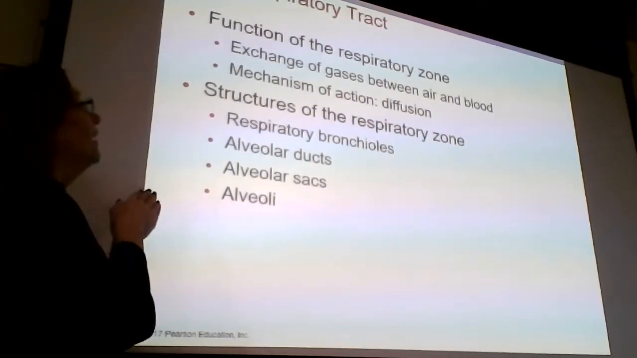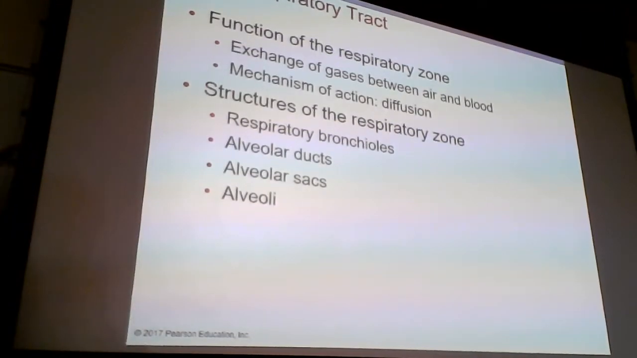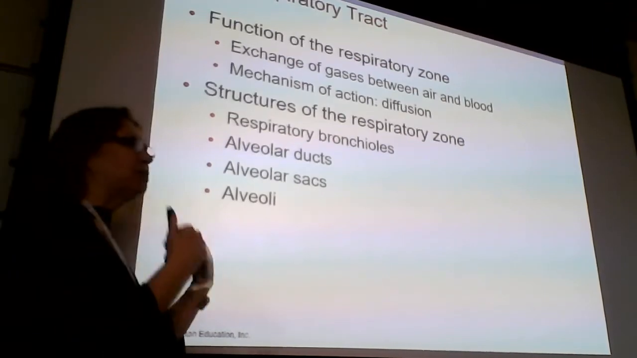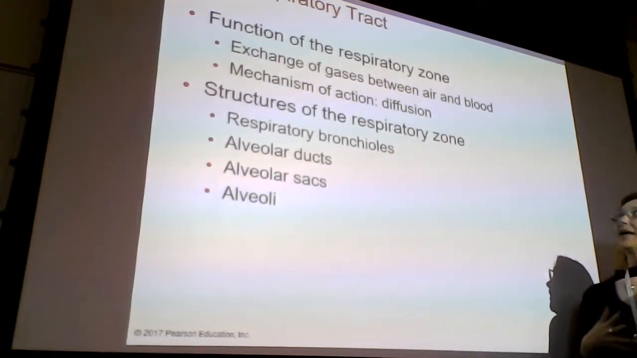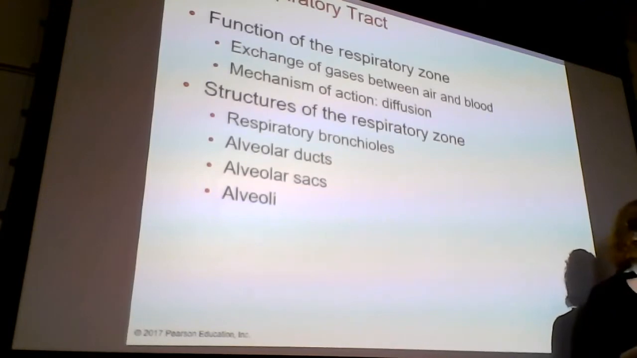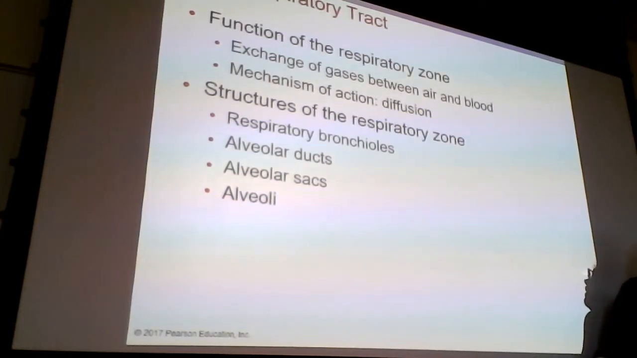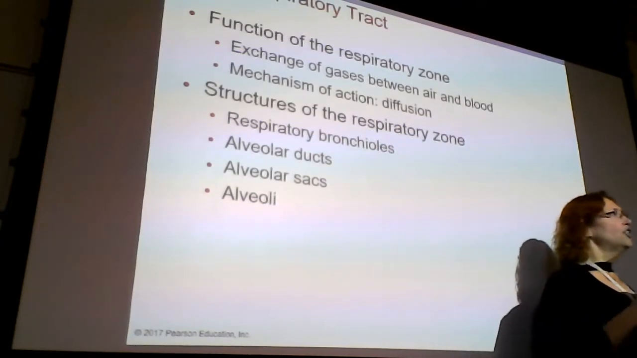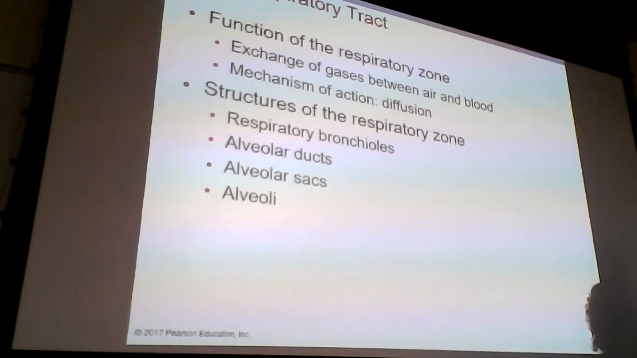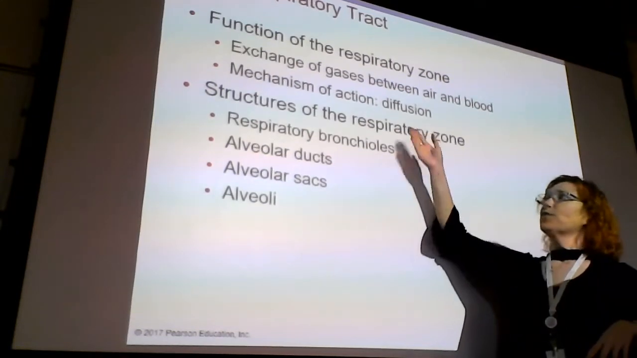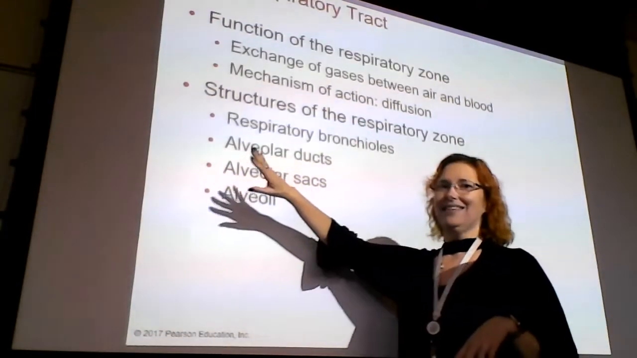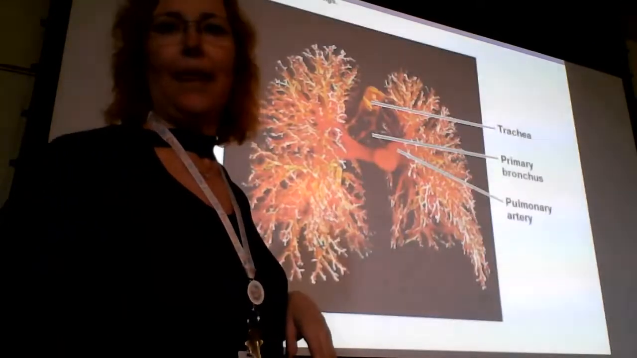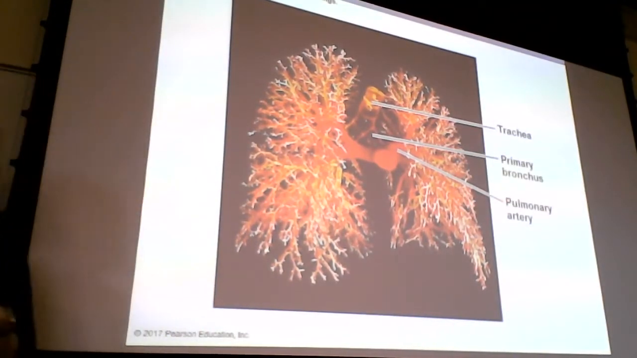Really quickly, some anatomy. The function of the respiratory zone is to exchange gases. So the conducting zone is to bring the air in and out. The respiratory zone is where we actually have that exchange between the air in the alveoli and the respiratory gases in the blood. What's the mechanism of action? Diffusion. Okay. If you don't know diffusion by now, I suck. The structures of the respiratory zone include the respiratory bronchioles, the alveolar ducts, alveolar sacs, and alveoli. This is why it's often called a respiratory tree.